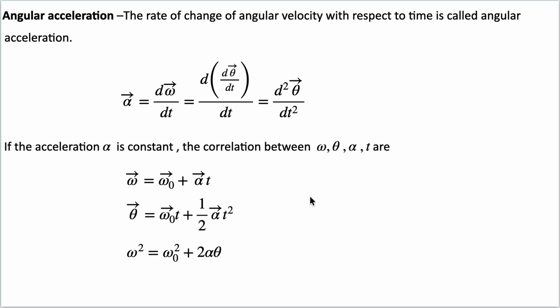If the angular acceleration alpha is constant, the relations between omega, theta, alpha and t are obtained as vector omega equals vector omega naught plus vector alpha t, vector theta equals vector omega naught t plus half vector alpha t square, and scalar omega square equals omega naught square plus 2 alpha theta. These three relations are similar to what we have studied while deriving the equations for particle motion under constant acceleration.